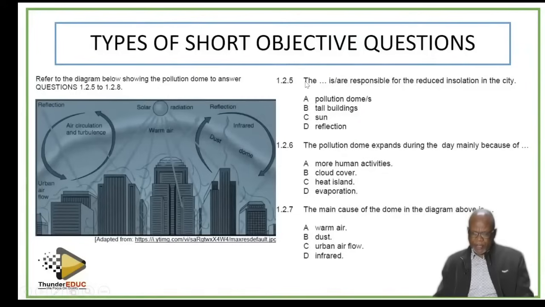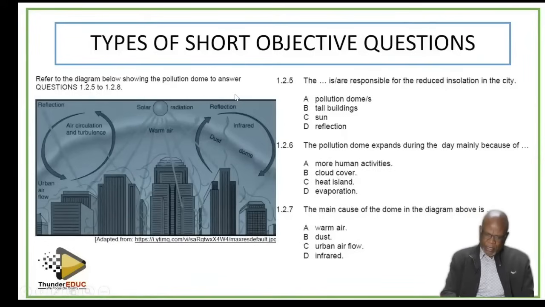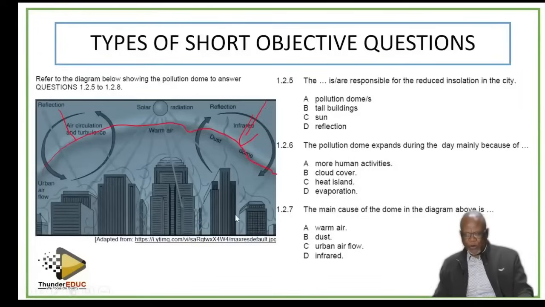The dash is or are responsible for the reduced insolation in the city. So what is this statement telling us? That there is less insolation, there is less solar energy that is able to reach the city. Now, when you look up here, you can see a line there. You can see the line that represents the pollution dome.